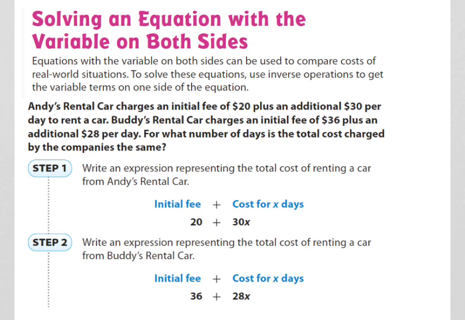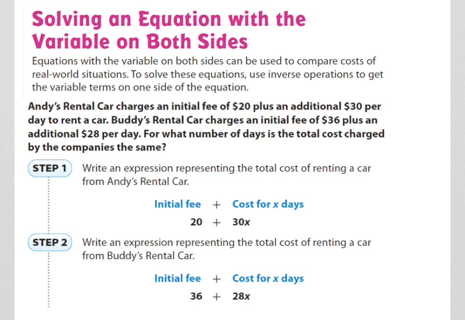And this rental car charges an initial fee of $20 plus an additional $30 per day to rent a car. Buddy's rental car charges an initial fee of $36 plus an additional $28 per day. So, what number of days is the total charge by each company the same? Okay, so that means when will Andy equal Buddy? Or when will Buddy equal Andy? So let's take a look at what we need to do.